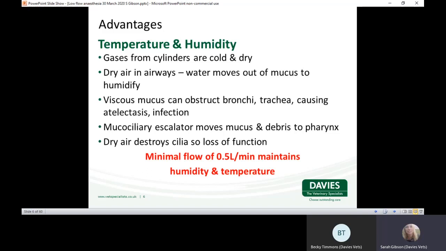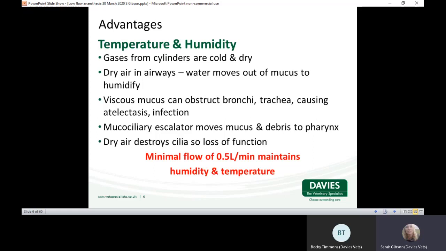So let's look at how low flow is beneficial to maintain temperature and humidity. Oxygen and air are stored and delivered from cylinders, so the gases are cold and dry. Usually air is humidified by the nose and mouth, but when a patient is intubated, these normal mechanisms are bypassed. So if we do nothing, cold, dry gases are inhaled. The problem with this is that water will move out of the mucus lining the airways to try and humidify the air. This results in viscous mucus, which can obstruct bronchi and the trachea, causing atelectasis and infection.